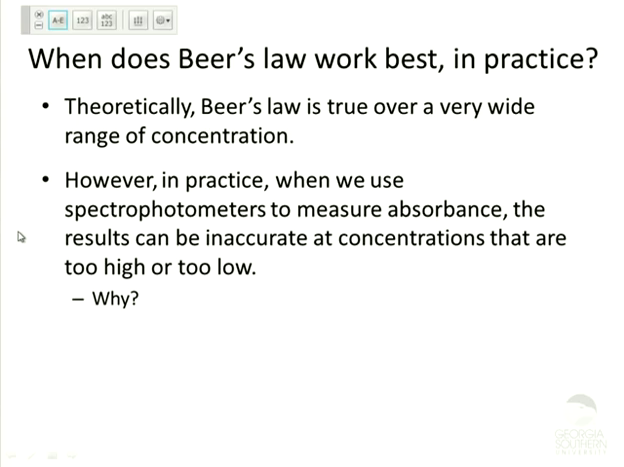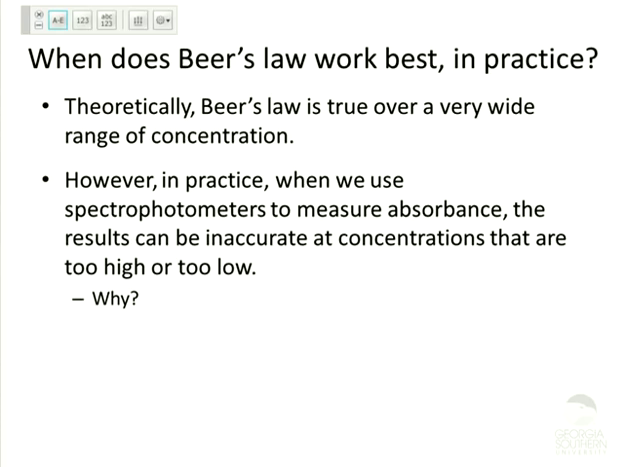So I'll post that video as well on the George View, if anybody's curious about it. One of the homework questions is going to ask you about when Beer's law doesn't always work that well in practice. So in principle, the equation of Beer's law is always true, but you can have difficulty making the measurements under certain situations.